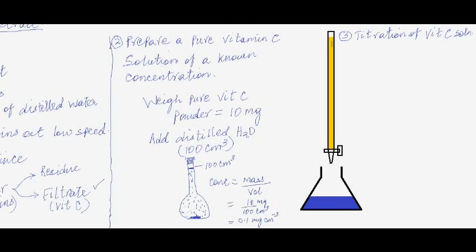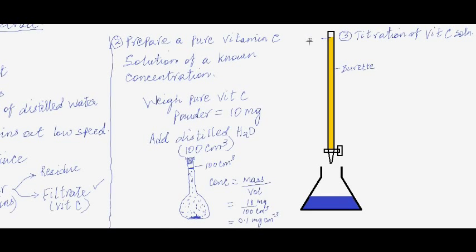So the burette is washed with the vitamin C solution to make sure that there's no residues, and then we fill this with vitamin C. Now once we have filled this with vitamin C, we will now have to note the level of liquid here. Let's say this is X.